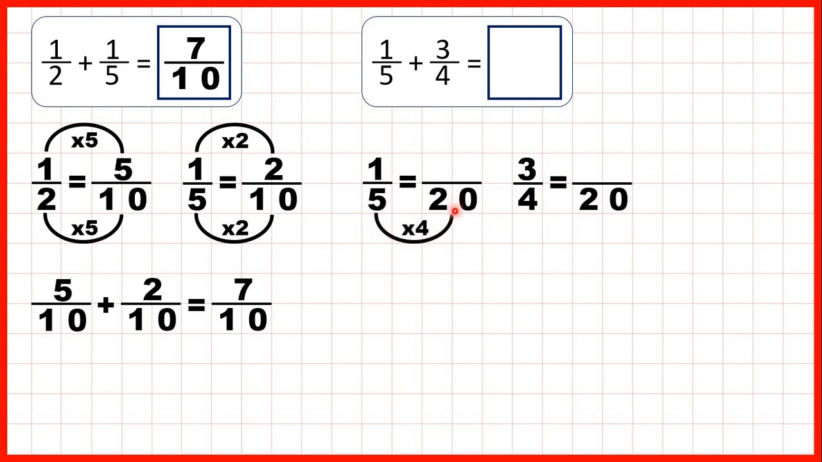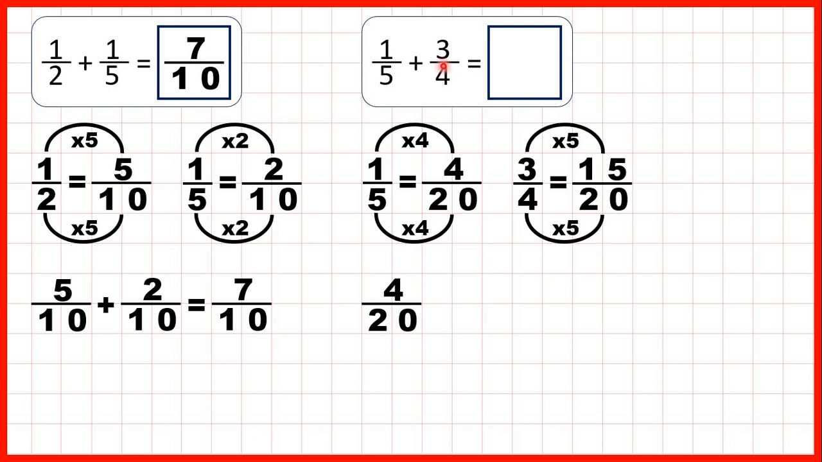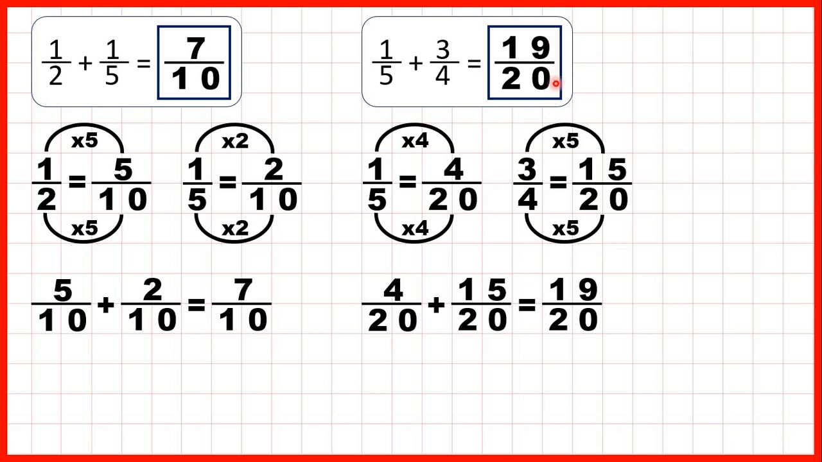5 times 4 is 20, and 1 times 4 is 4. 4 times 5 is 20, and 3 times 5 is 15. So now we can rewrite our question. Instead of 1/5, we can write 4/20, and instead of adding 3/4, we can add 15/20, because that's equivalent. It's the same size as 3/4. But now we have a common denominator, so the denominator stays the same in our answer, and 4 plus 15 is 19. So our answer is 19/20.